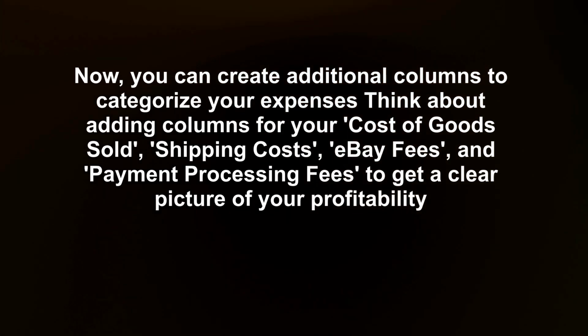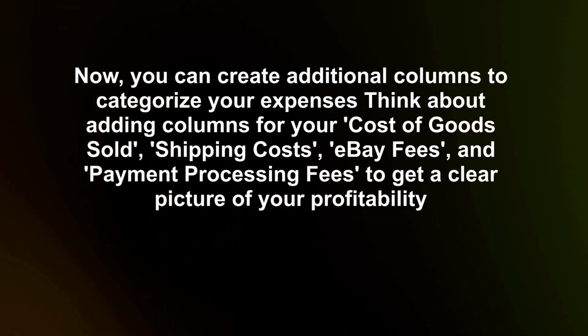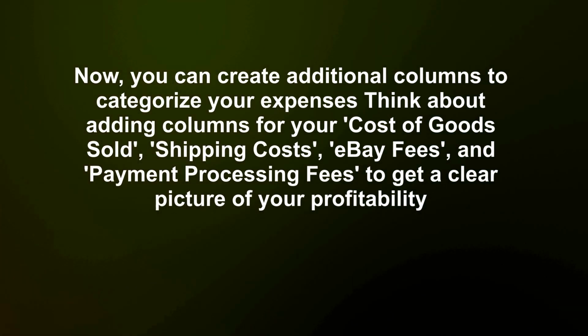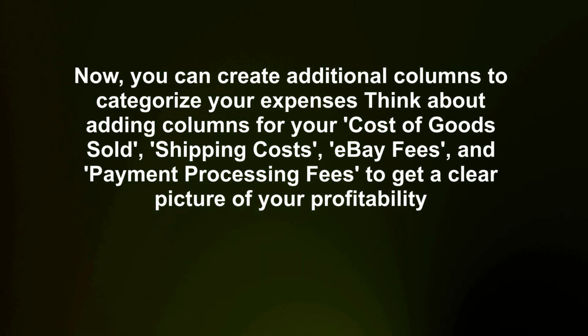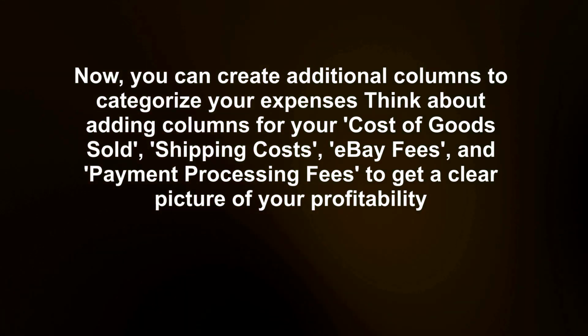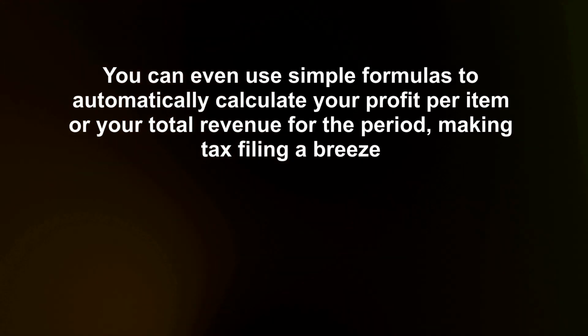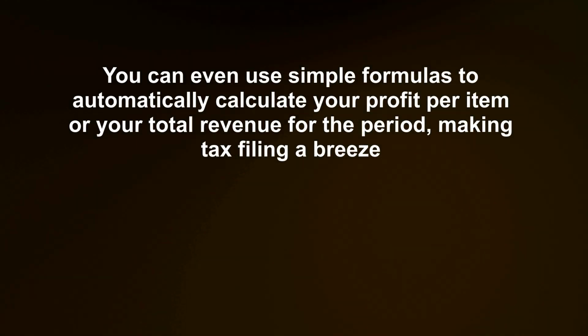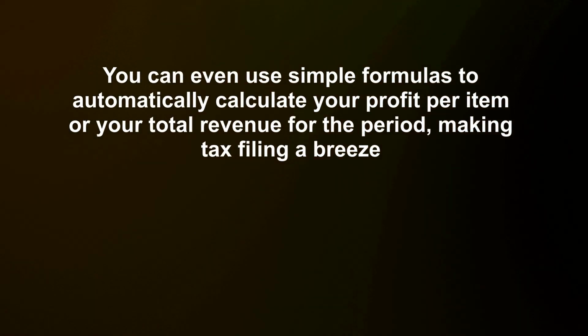Now, you can create additional columns to categorize your expenses. Think about adding columns for your cost of goods sold, shipping costs, eBay fees, and payment processing fees to get a clear picture of your profitability. You can even use simple formulas to automatically calculate your profit per item or your total revenue for the period, making tax filing a breeze.